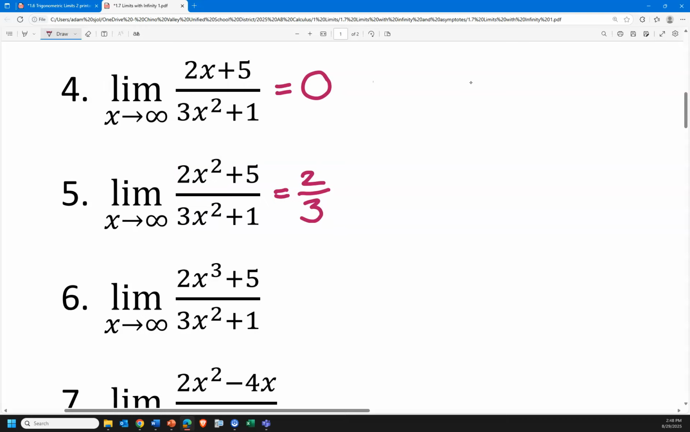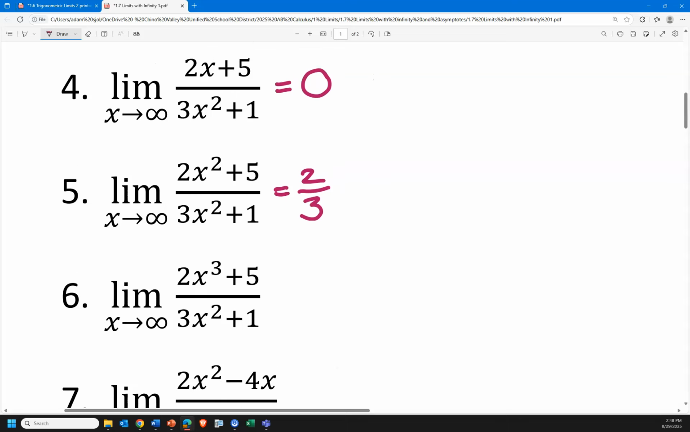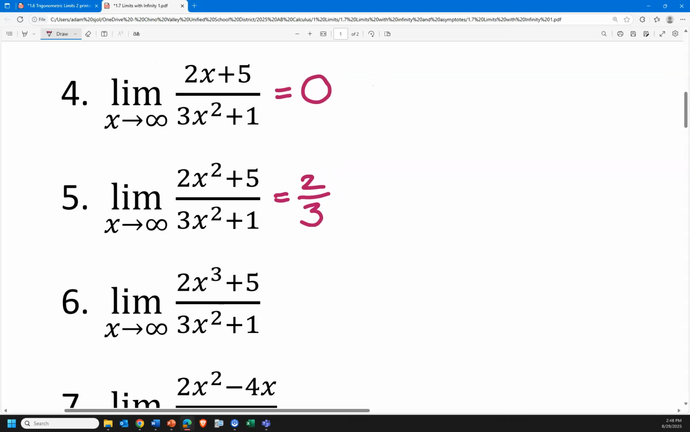Hopefully that works. So hopefully you can see when we look at the limit as x approaches infinity of 2x cubed plus 5 over 3x squared plus 1, in number 4, the denominator overpowered the numerator. Here, the 2x cubed in the numerator is going to overpower the 3x squared in the denominator, and we're either going to say infinity or does not exist due to unbounded growth.